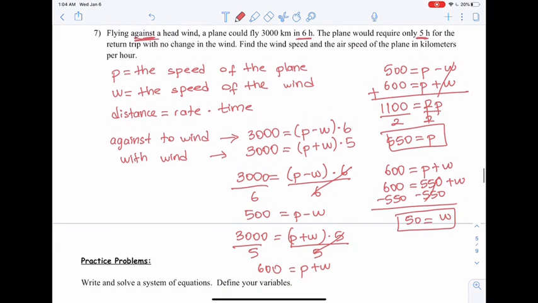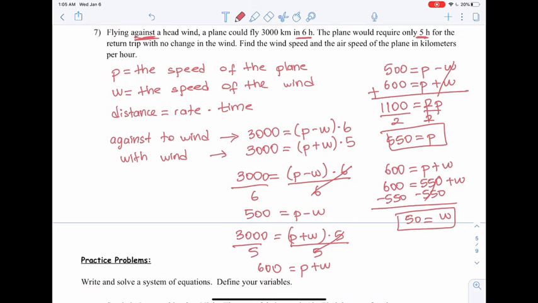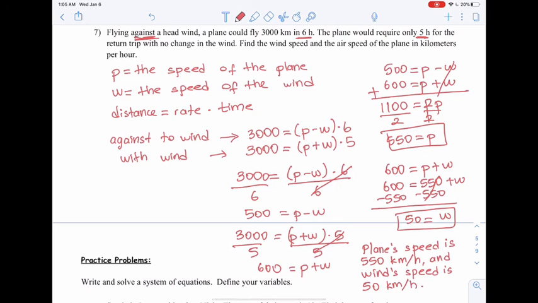So let's finish our question by writing our final answer in a complete sentence. So we'll say plane speed is 550 kilometers per hour, and wind's speed is 50 kilometers per hour. And done.